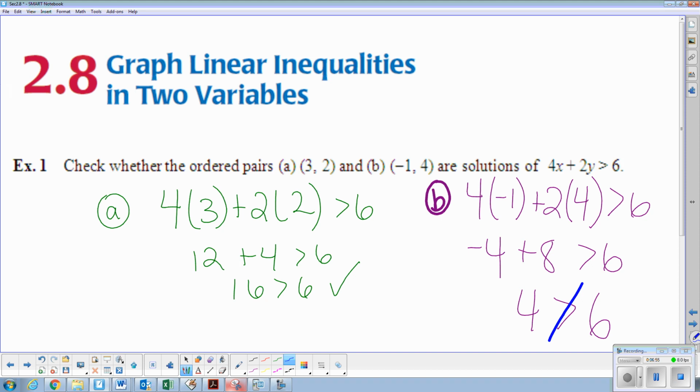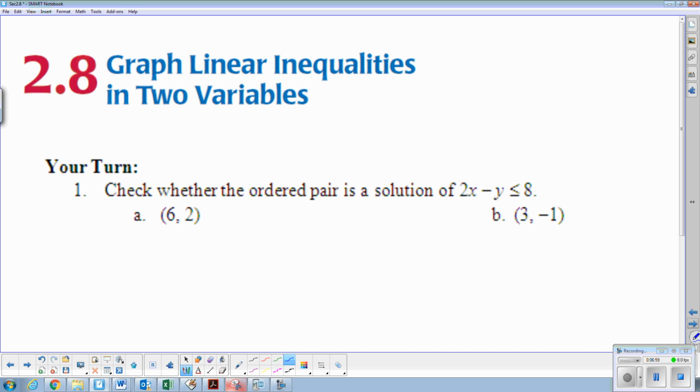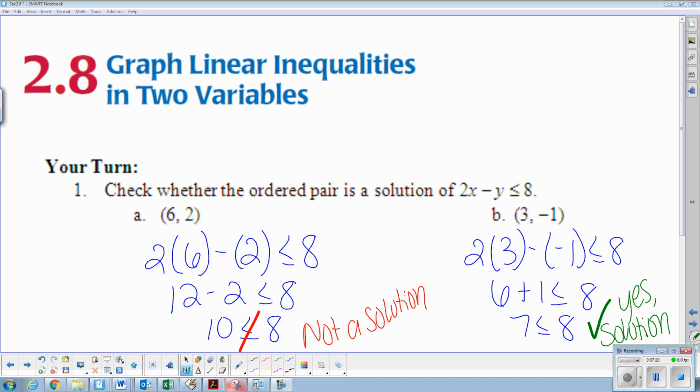So the second one is not a solution. So on your own, try ordered pair 6, 2 and ordered pair 3, -1 in our linear inequality in two variables, which is 2x minus y is less than or equal to 8. If it's true, it's a solution. If it's false, it's not. So please pause the video while you work and unpause for the solution.